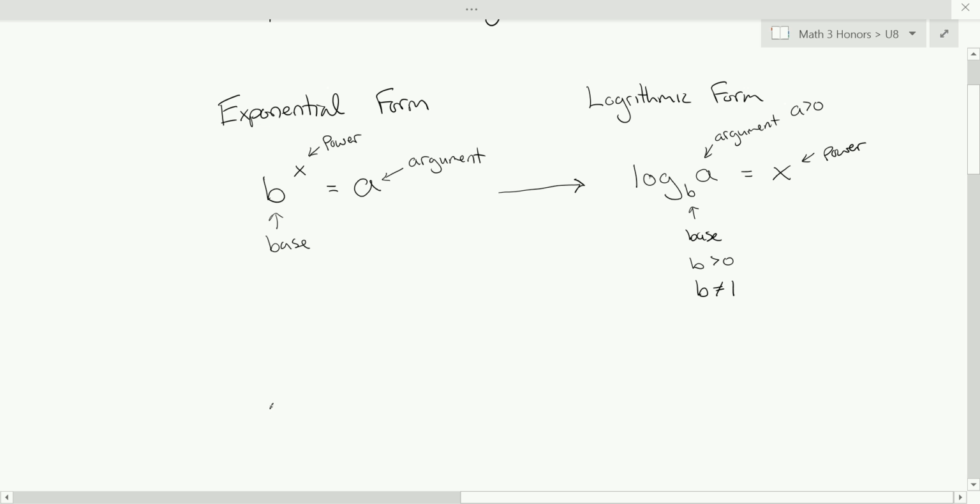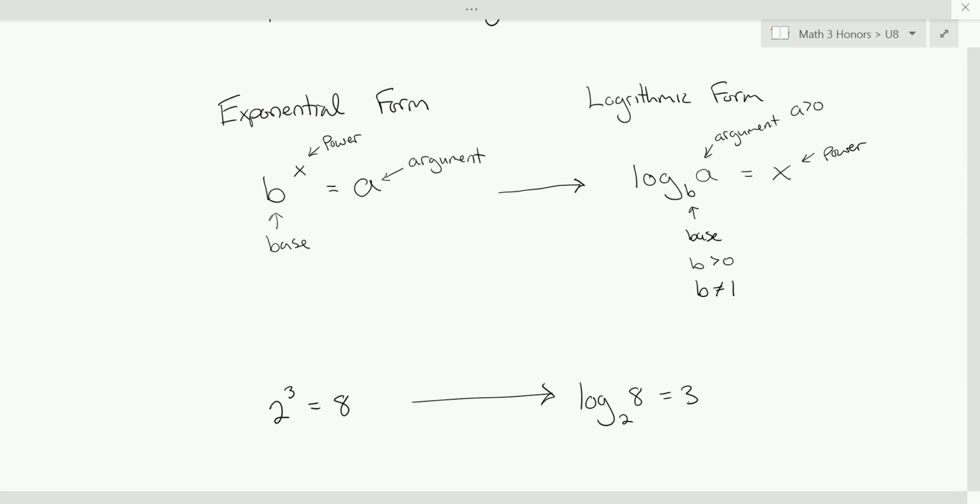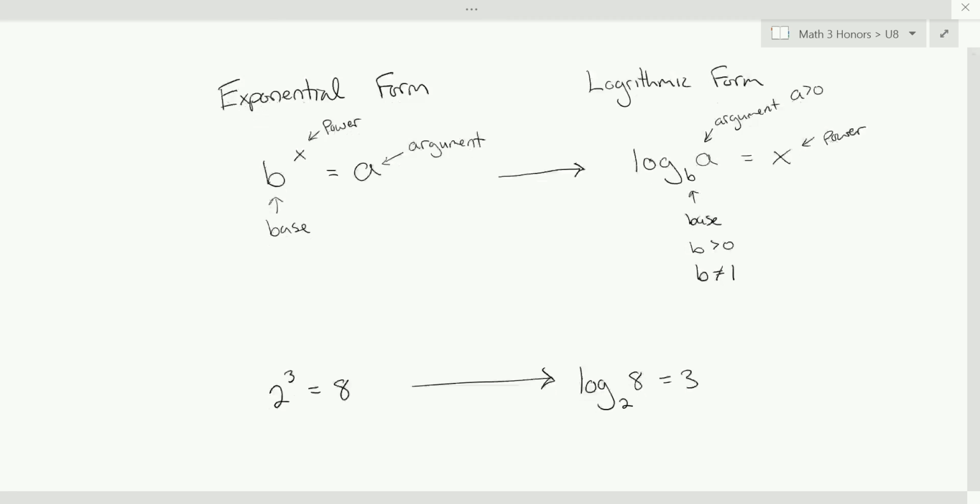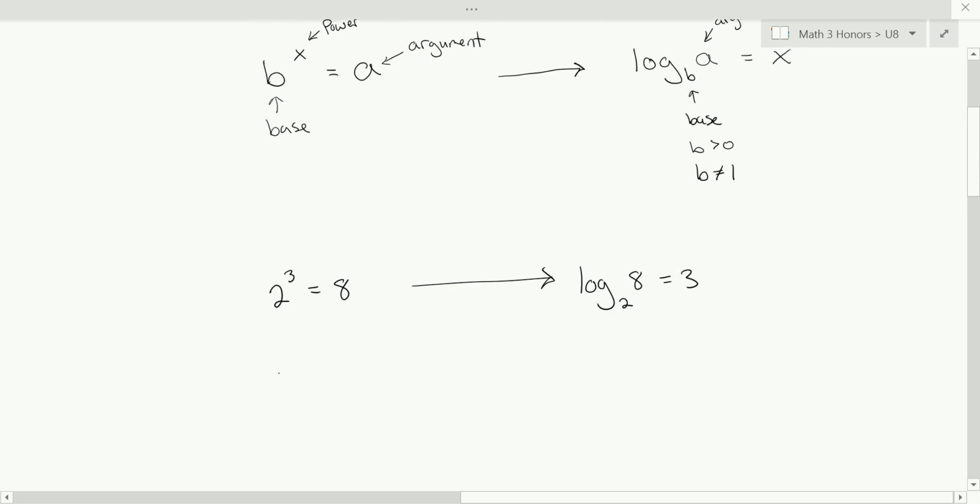So we know that 2 to the third power is 8. That's exponential form. So if I change that to logarithmic form, it would look like this. Log base 2 of 8 is equal to 3. Means the same thing. One we're familiar with, one we're not. Okay, and so we're just getting to know the new log form. Or if I have 5 squared is 25, what do I write? Log base 5 of 25 is equal to 2. Okay.